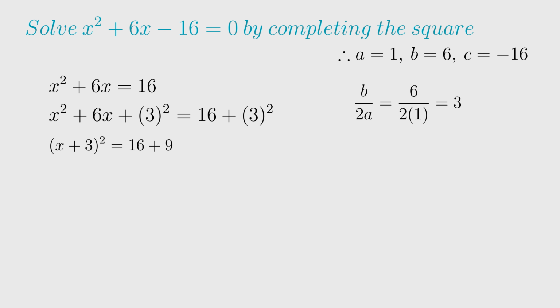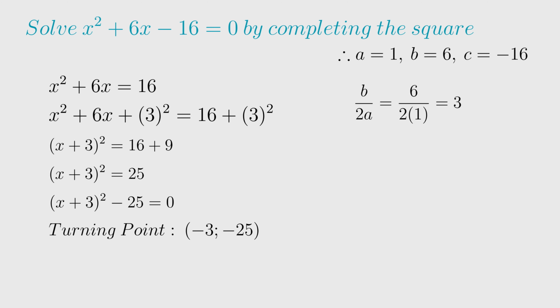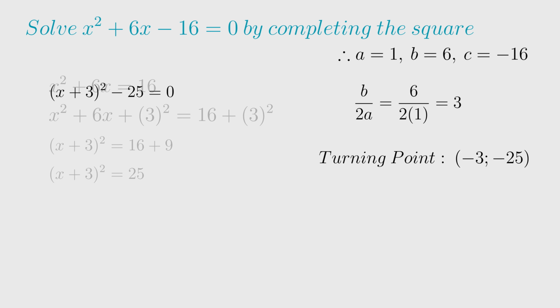Add 16 and 9 together to get 25. Subtract 25 from both sides to get negative 25 on the right hand side. This negative 25 is your y value for the turning point, also called the stationary point. And negative 3 will be your x value for the turning point, because if x is negative 3, the bracket's value will be 0.